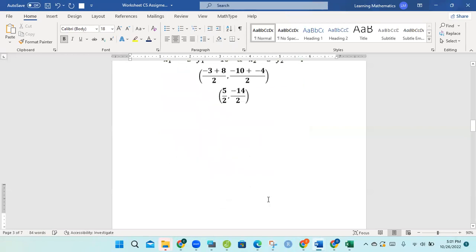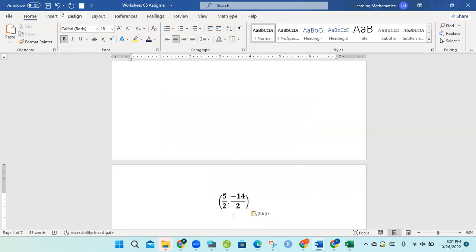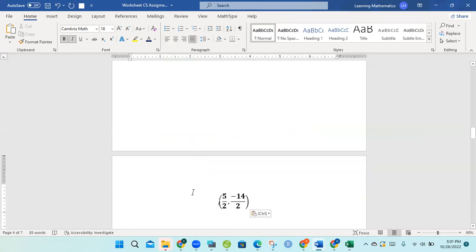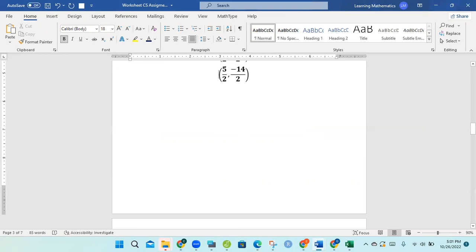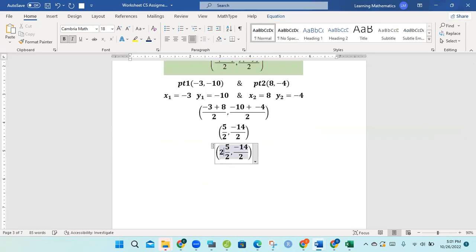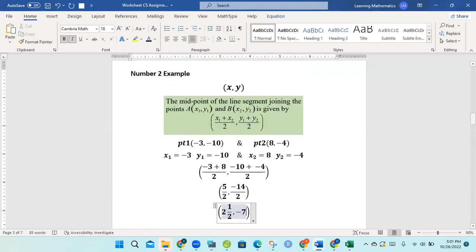Now 5 is an odd number. So 2 into 5 will give us 2 times, remainder 1. So 5 over 2 is actually 2.5, or 2 and 1 over 2. And negative 14 divided by 2 will give us negative 7. So this will be the midpoint of the line that joins negative 3, negative 10 and 8, negative 4.